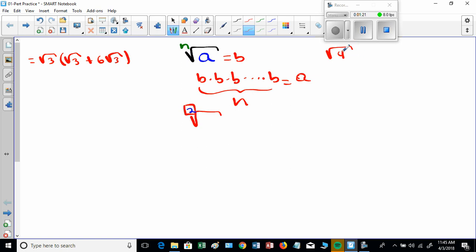So what does this mean? In this case, the radicand is 4 and the index is 2. Remember, when you don't have the index on top of the radical in the upper left corner, that means that the index is the number 2.